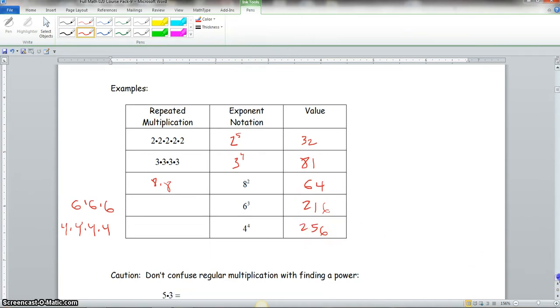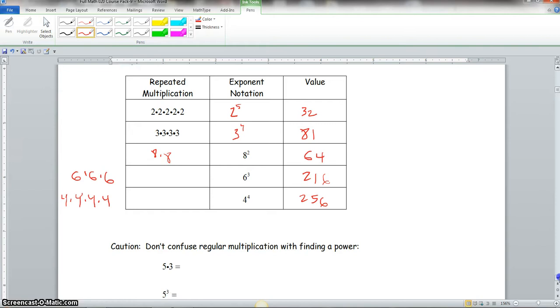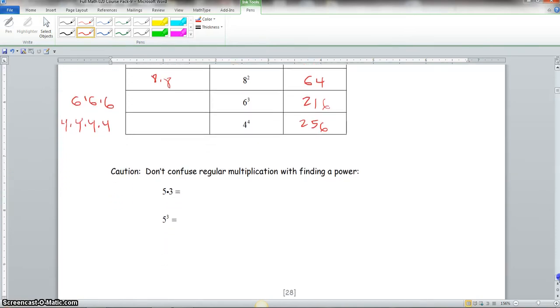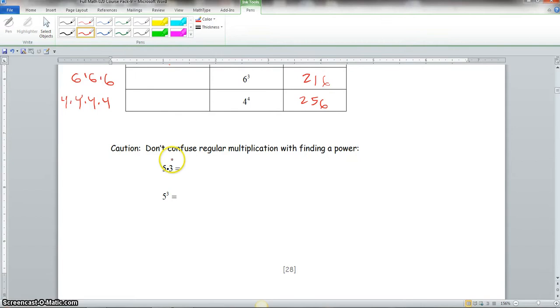Now, we scroll down here. It says caution. Don't confuse regular multiplication with finding a power. So we look here. We have 5 times 3, which we know is 15. But here we have 5 to the 3rd power. That's the same as 5 times 5 times 5. 5 times 5 is 25, times 5 is 125. There's a big difference in these 2 answers.